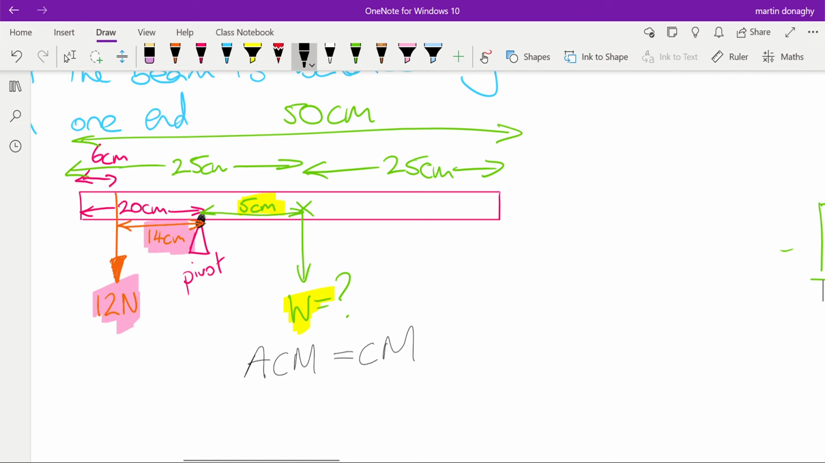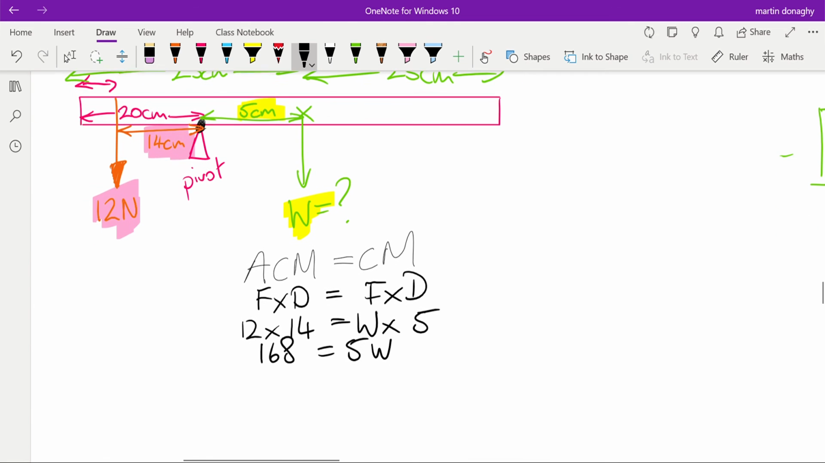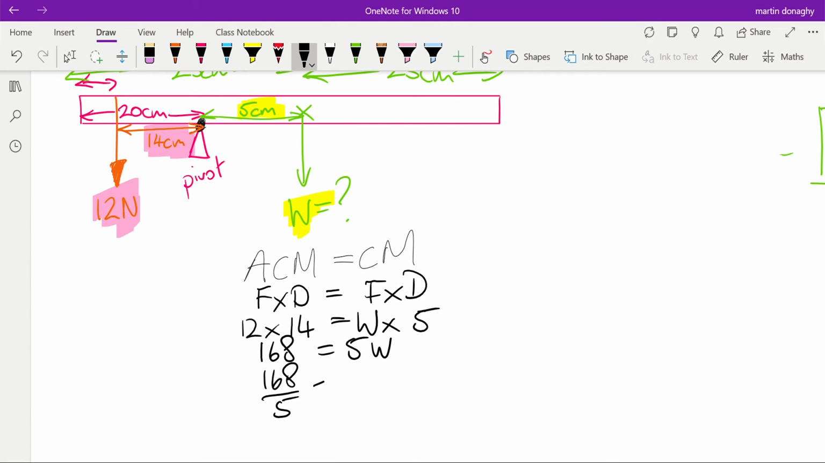principle of moments question. So we do anti-clockwise moment, force times distance equals clockwise moment, force times distance, 12 times 14 equals W times 5. 12 times 14 is 168, is equal to 5W. Divide both sides by 5. And it gives us 33.6 newtons, okay?